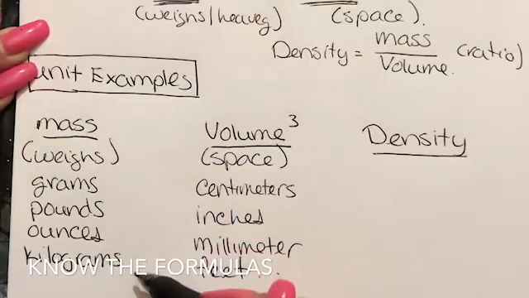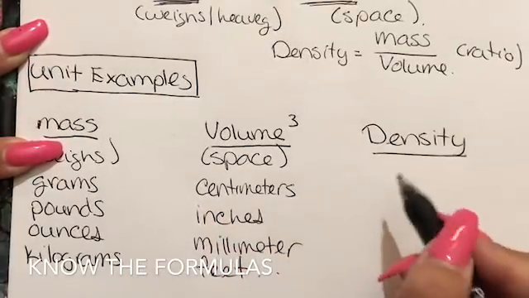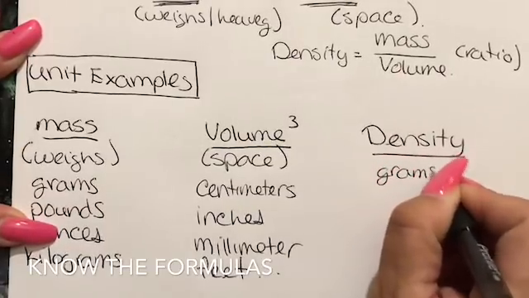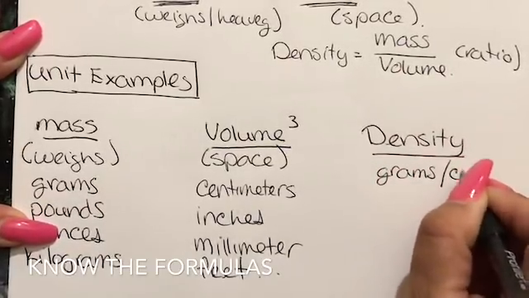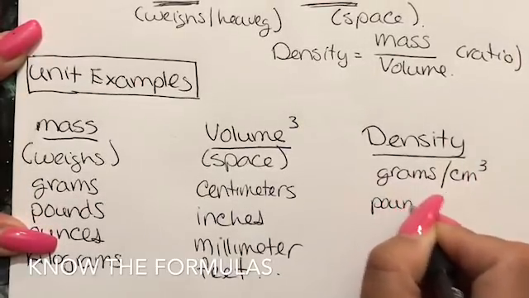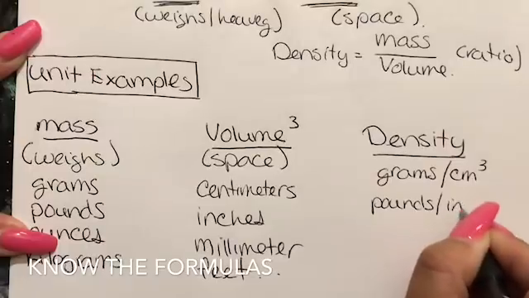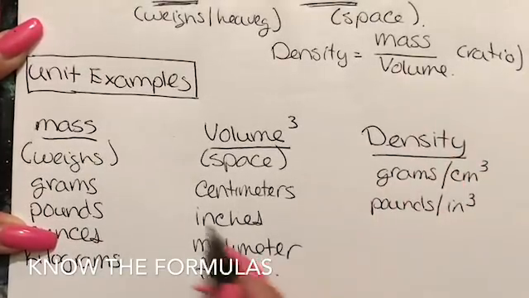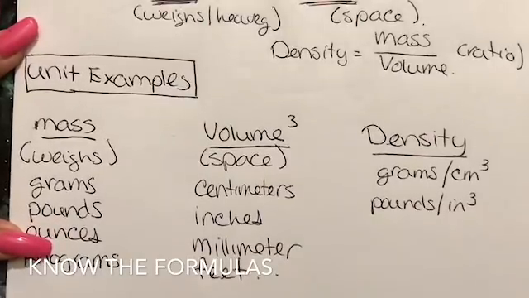Mass is how much something weighs. And when we talk about density, we're comparing them. So it may be something like grams per centimeter cubed, or pounds per inches cubed. Okay, so density represents both of these because I'm comparing those two.